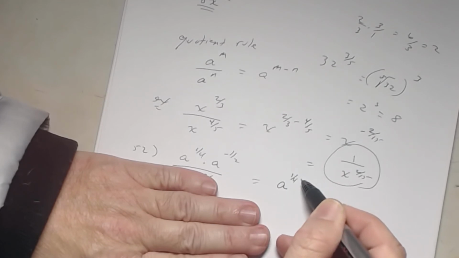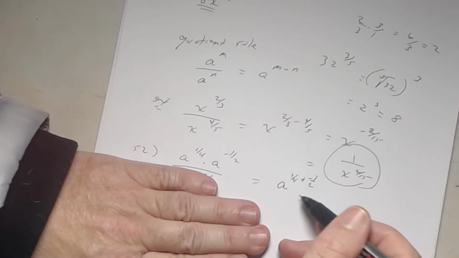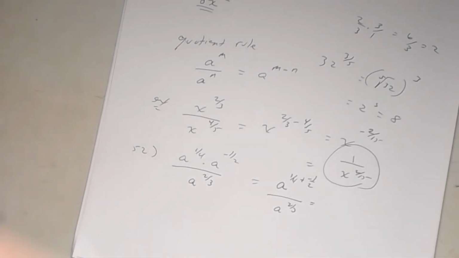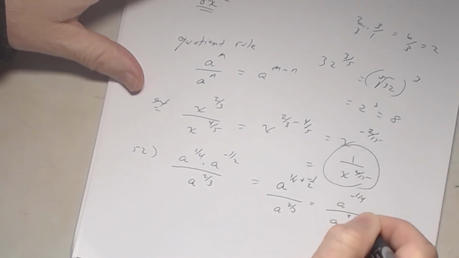So on your calculator, I'm adding 1/4 and a negative 1/2, right? And all that is being divided by a to the 2/3. So let's deal with the numerator. What's 1/4 plus a negative 1/2 in your calculator? Negative 1/4. Use your calculator. You're not going to have time in the test to do it by hand, so learn to use your calculator. So that's a to the negative 1/4 divided by a to the 2/3.